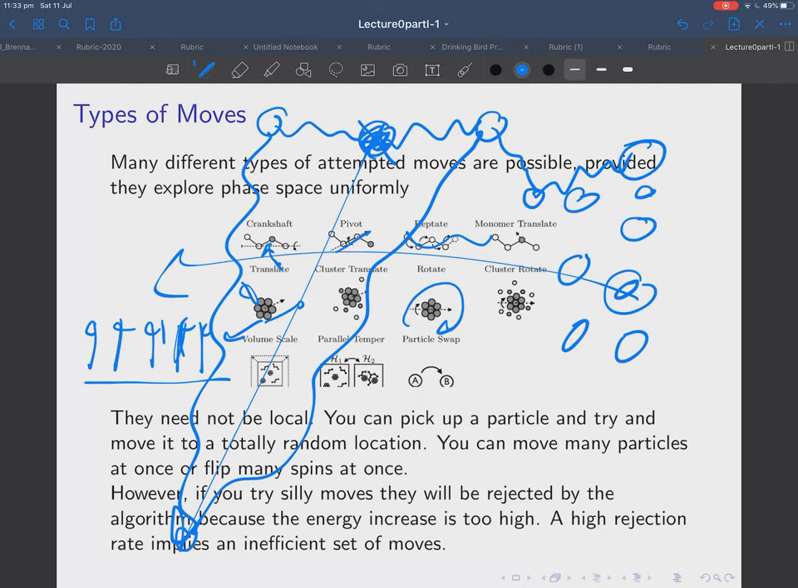So stupid moves where the energy suddenly gets large are rejected all the time. There's not much point in making them. If you're going to make a move like this, you take your monomer and you move it a tiny bit like that. And hopefully that will work, okay? If you have a high rejection rate, you've got inefficient sets of moves. So you just don't do that.